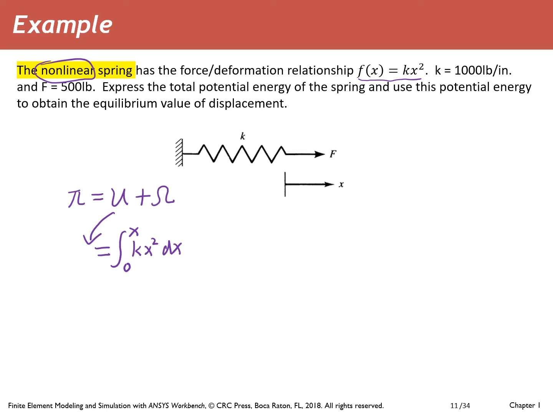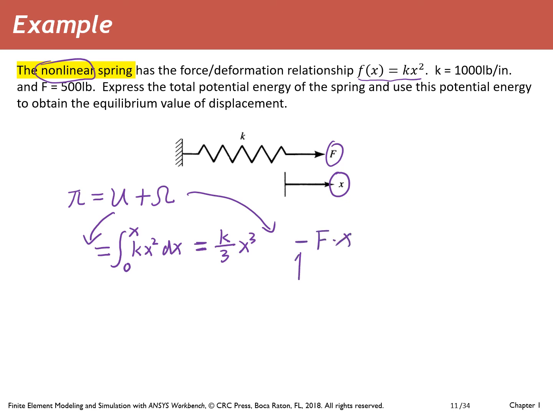And that's why I apply integration. So as a result, this will lead to k over 3 x cubed. This is the internal potential energy and the external potential energy. So we apply force and cause the deformation of displacement at x. So that will lead to minus F times x.